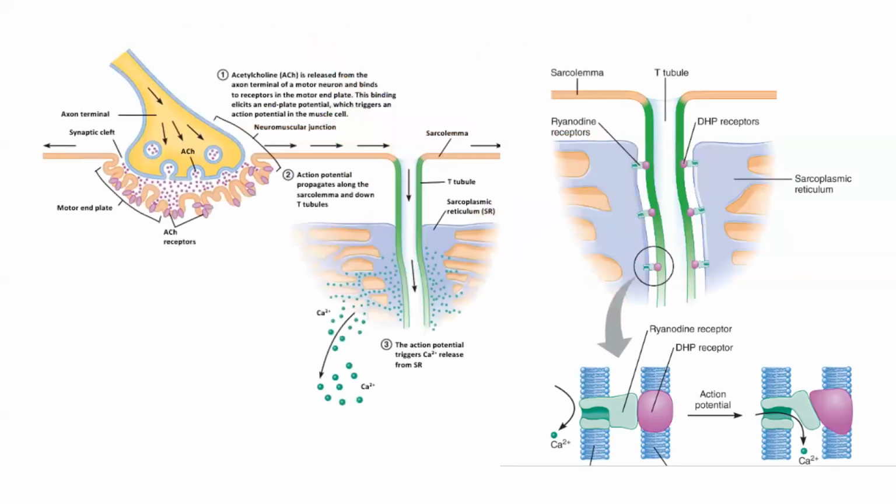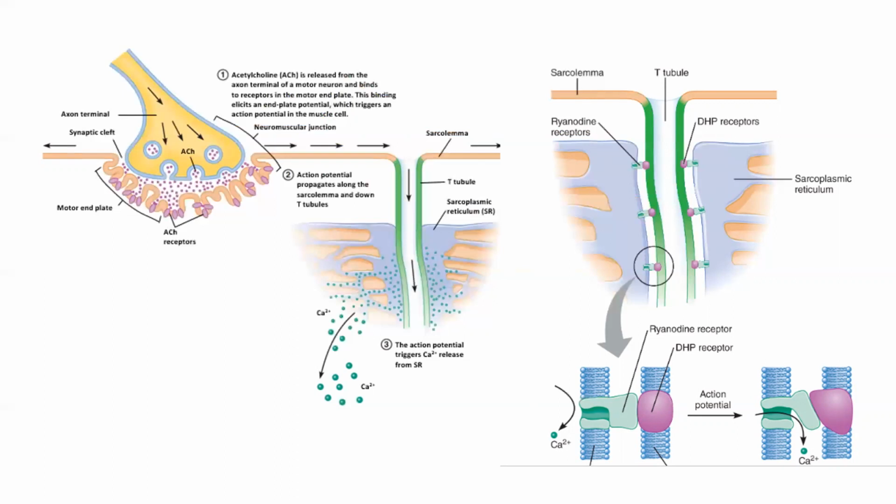Step three, the action potential is going to get to some receptors that are in the membrane of the T tubule. So there are two proteins found here. One is called ryanodine and one is called dihydropyridine, or DHP. Dihydropyridine is in the side of the T tubule. Ryanodine is in the side of the sarcoplasmic reticulum.